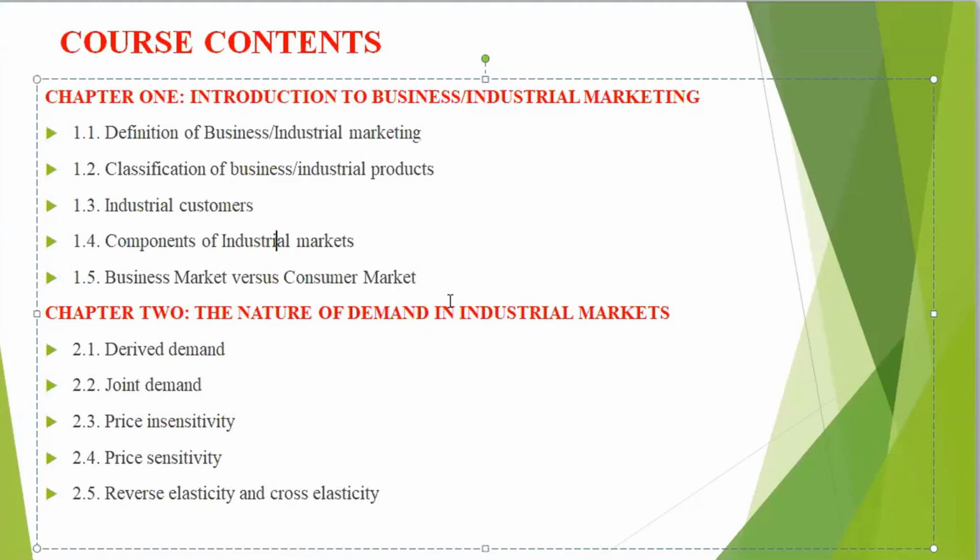And the other difference between the business market and the consumer market: in the business market, buyers purchase in large or bulk amounts, whereas in the consumer market, individuals purchase in small amounts, just for the sake of consumption. We'll discuss this in this chapter, and the nature of demand in Chapter 2, industrial markets.